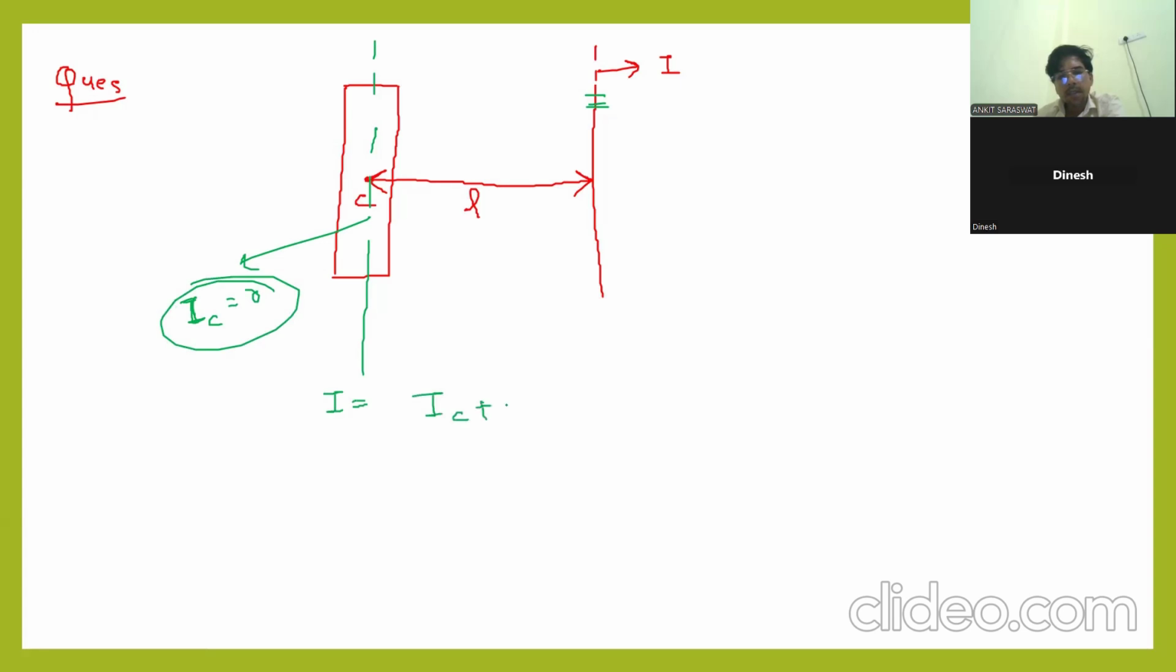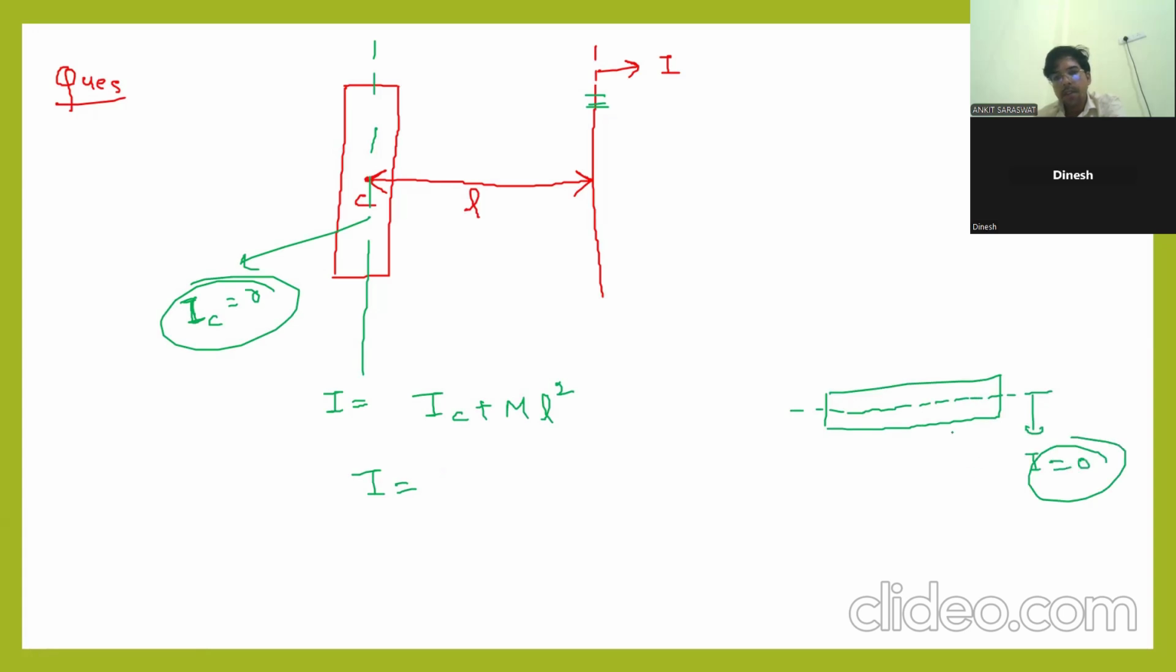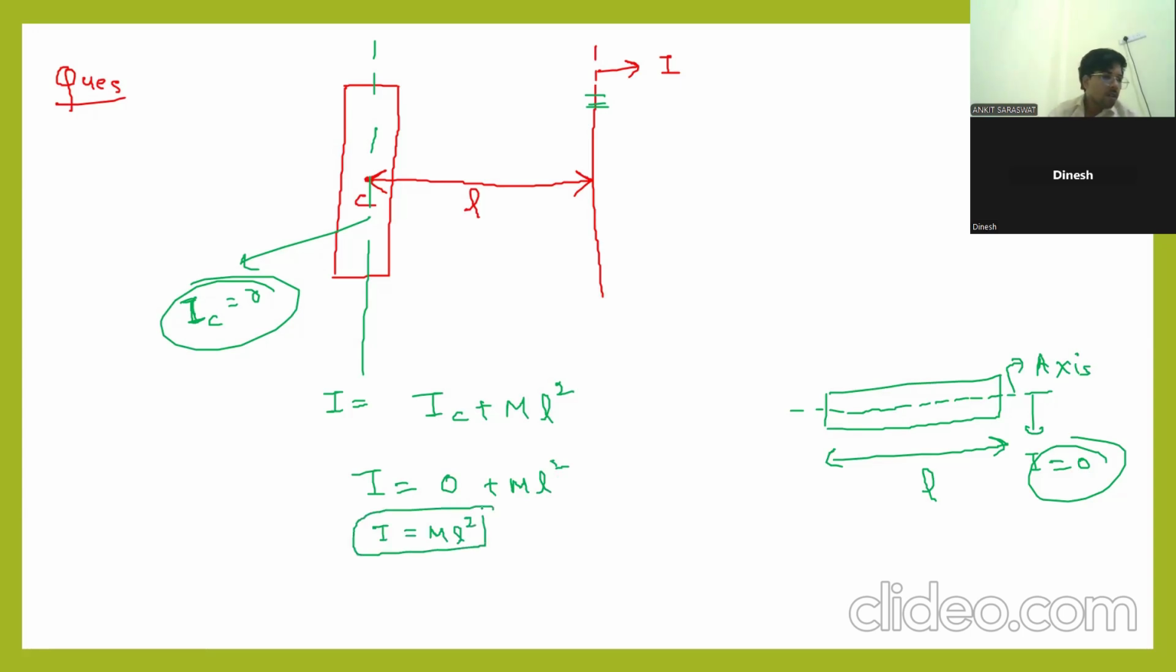So I is equal to IC plus mL square. IC is 0 because you know this: for a rod, if the axis is passing like this, parallel to the length, its moment of inertia is 0. I just reminded you. So it is 0 plus mL square. The answer will be mL square. Is it clear? Any doubt? Moving to the next question.